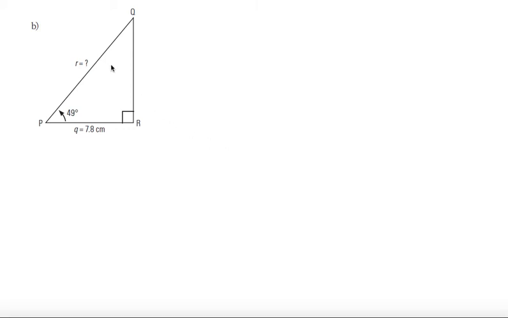Now let's look at example 1b. So here again, let's label our triangle with whether we have hypotenuse, adjacent, or opposite. So here's our angle right here. Here's our right angle. So crossing the right angle is the hypotenuse.